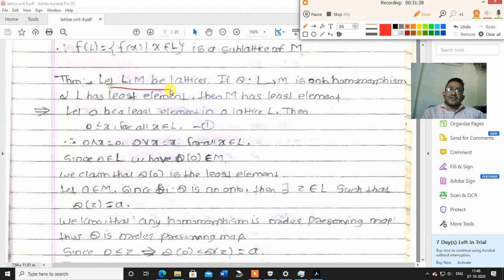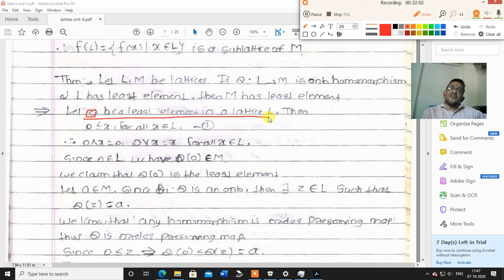So let L and M be lattices and theta an onto homomorphism defined function theta, which is onto homomorphism, and if L has a least element, then we can say M also has a least element. Okay, याचं काय म्हणतात की L आणि M आपल्या काय दिलं आहे, lattices and with defined function theta which is onto homomorphism. So if the lattice L has the least element असेल, then M has also least element.